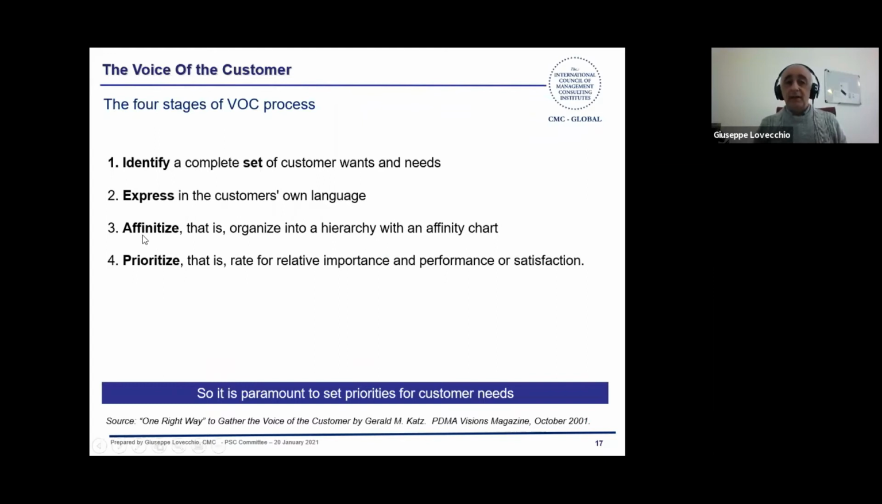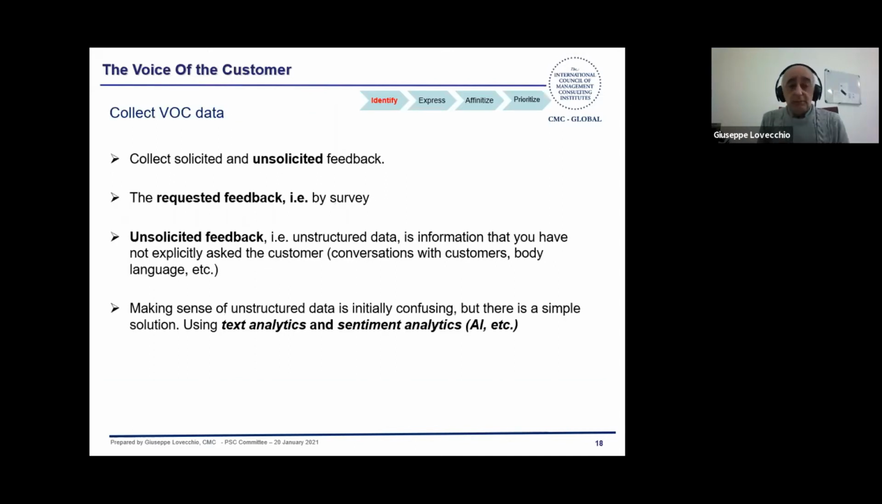The process is like this. We identify as a first step a set of customer wants and, above all, needs. We express these needs in the customer's own language. This is really important. We affinitize that, we cluster them, and then we give them a priority. This is the process that the methodology offers us to go really in depth and to really benefit from the voice of the customer. So the first step was identify.